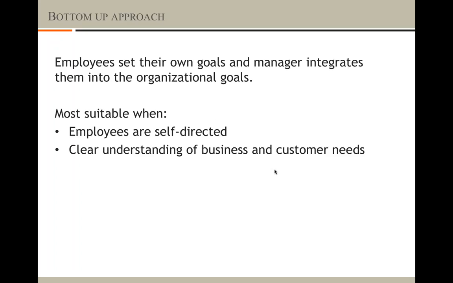Okay, so now let's move on to the other approach, which is the bottom-up approach to goal setting. In the bottom-up approach, the employees set their own goals and the manager integrates them into the larger organizational goals. The bottom-up approach is most appropriate when the employees are self-motivated. They are well equipped to set their own goals. They know about the strategies of goal setting, and they also have a clear understanding of the business goals and the customer needs and objectives.